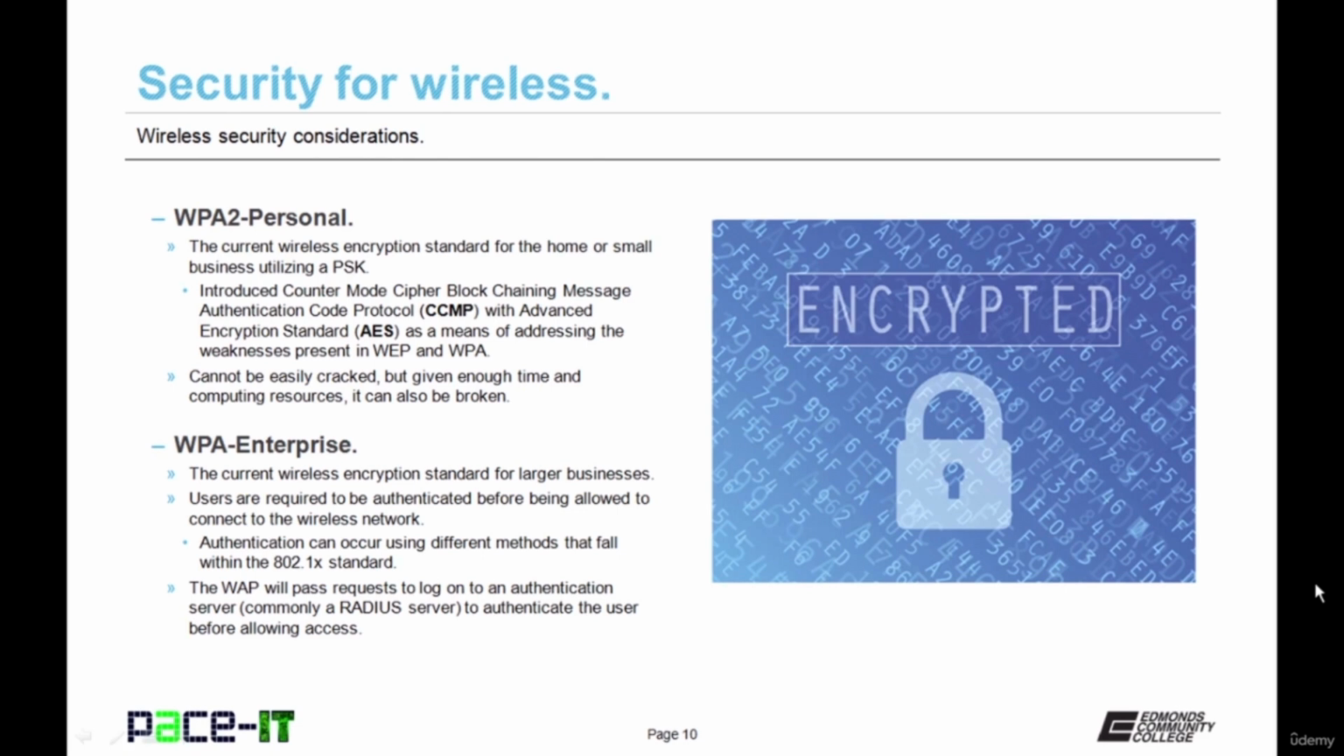Better yet, if you have the resources, you might want to implement WPA Enterprise. It is the current wireless encryption standard for larger businesses. Users are required to be authenticated before being allowed to connect to the wireless network. The authentication can occur using different methods that all fall within the 802.1x standard. The wireless access point will pass requests to log on to an authentication server, commonly a RADIUS server, to authenticate the user before allowing access to the wireless network.